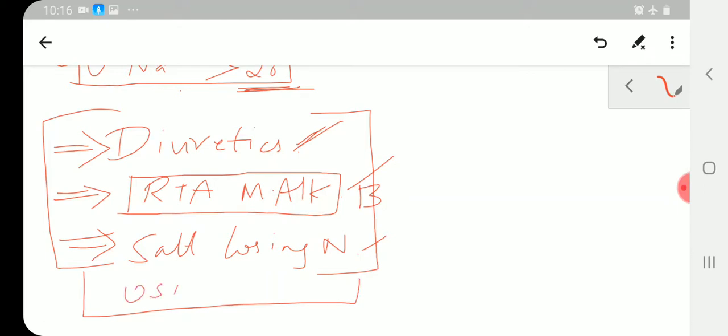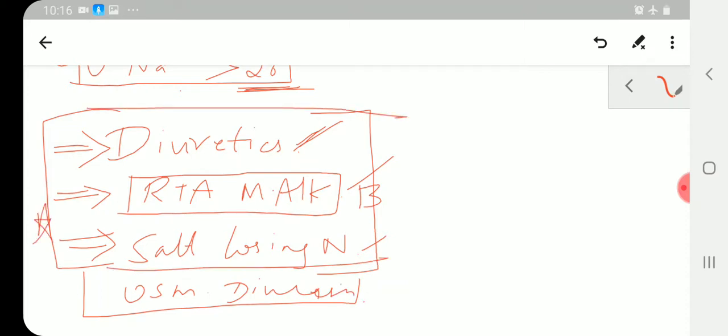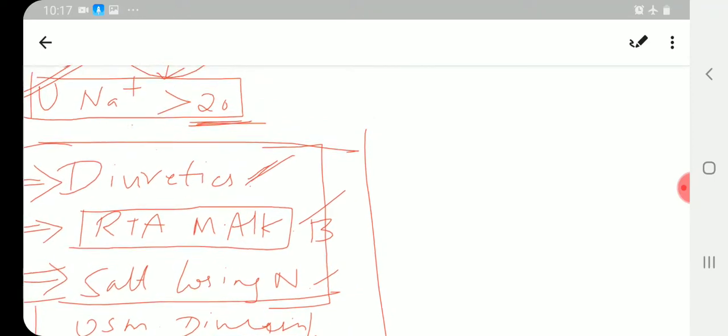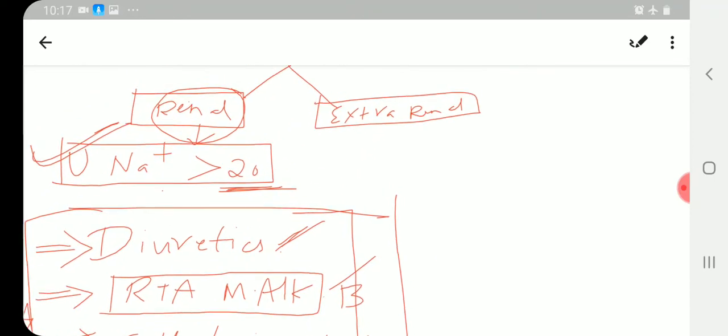osmotic diuresis. But for your MCQ purpose, if you remember the first three, that should be fine enough. I repeat: diuretics, RTA with metabolic alkalosis, and salt losing nephritis. So this is on one side. Till now we talked about the renal losses.